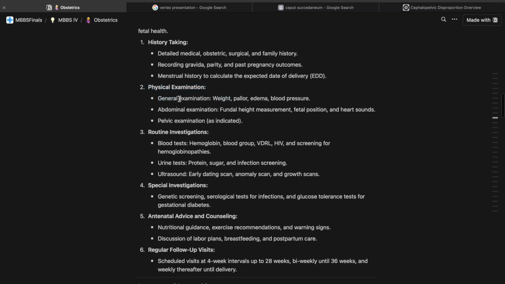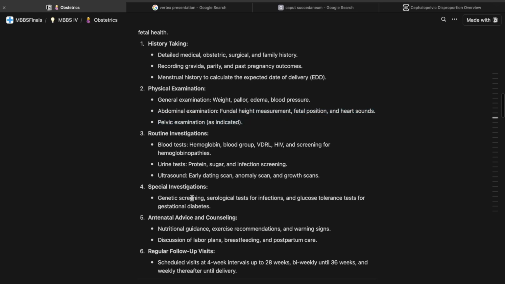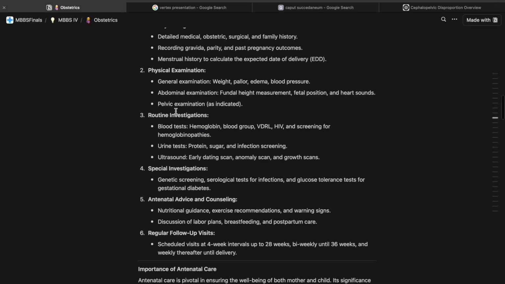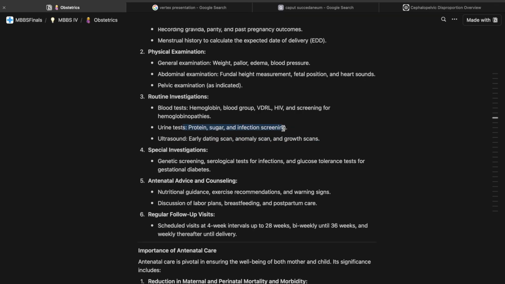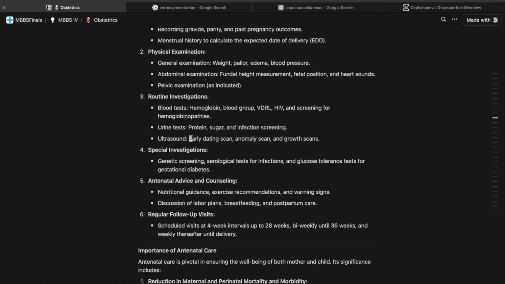Physical examination: general physical, weight, pallor, edema, blood pressure, abdominal examination, fundal height, fetal position, heart sounds, pelvic examination. Routine investigations: blood tests, hemoglobin, blood group, VDRL, HIV, hemoglobinopathies, urine tests, protein, sugar, infection screening. Next one is ultrasound.